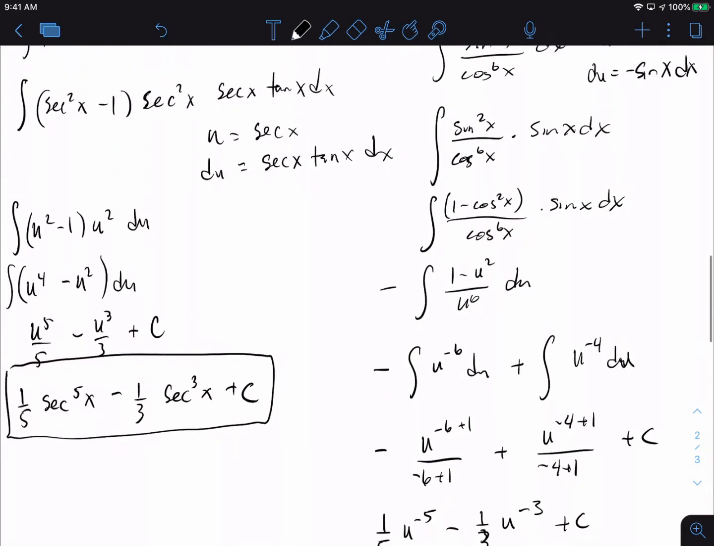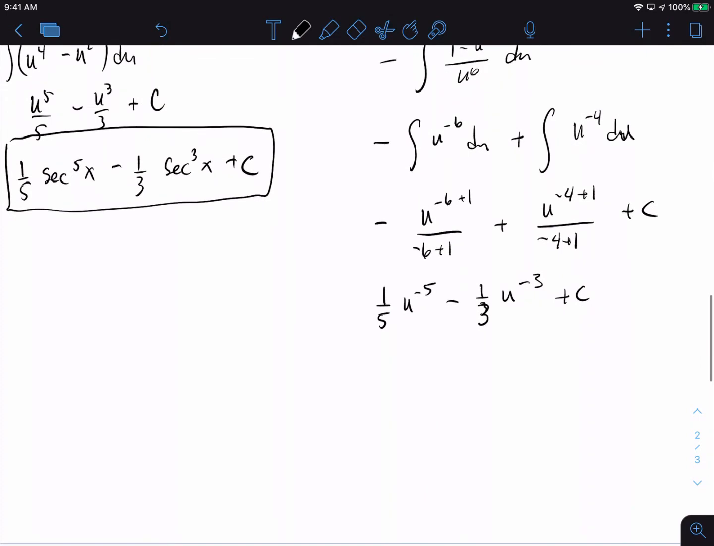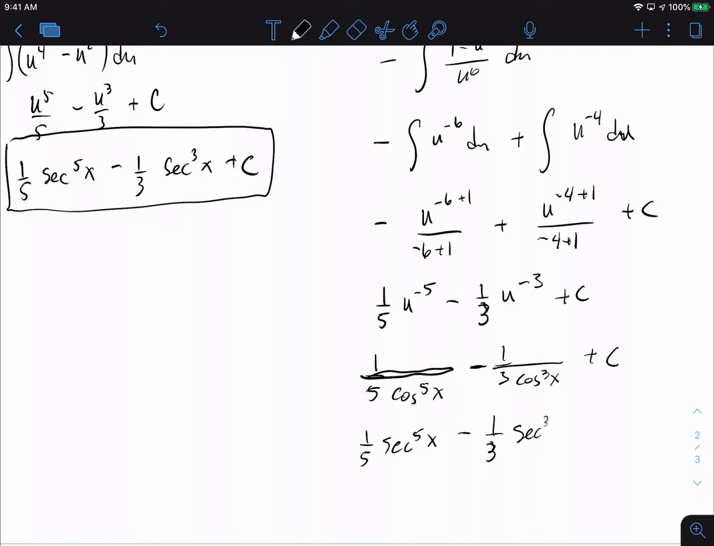Now, we need to remember that we have cosine as our u, so we're going to get 1/5 cosine, and in fact, I'm going to write it in the denominator just to make my life easier. 1/5 cosine to the 5th power x minus 1/3 cosine cubed x plus c. And we could leave it here if we wanted, but we can also write it as 1/5 secant to the 5th x minus 1/3 secant to the 3rd of x plus c. And we get our same answer that we had before.